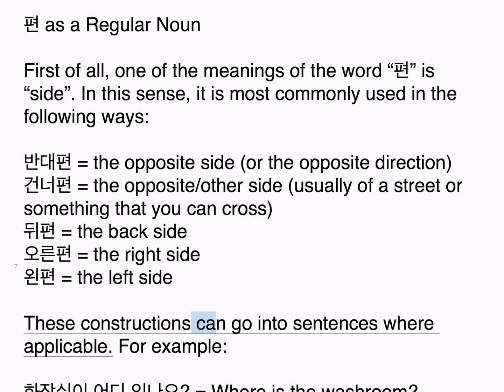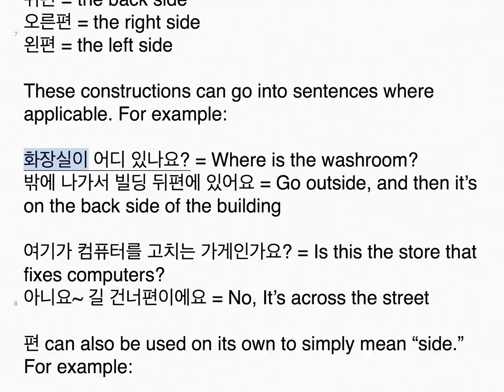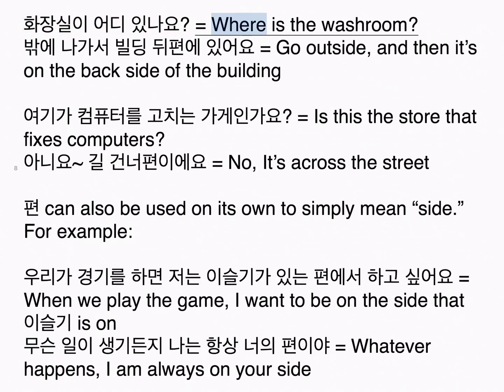These constructions can go into sentences where applicable. For example, 화장실이 어디 있나요? Where is the washroom? 밖에 나가서 빌딩 뒤편에 있어요. Go outside, and then it's on the back side of the building. 여기가 컴퓨터를 고치는 가게인가요? Is this the store that fixes computers? 아니요, 길 건너편이에요. No, it's across the street.